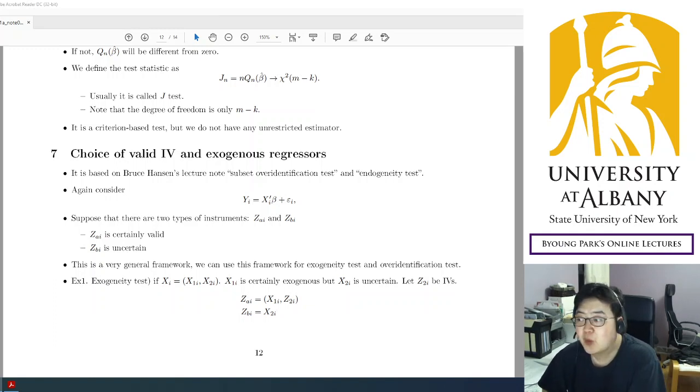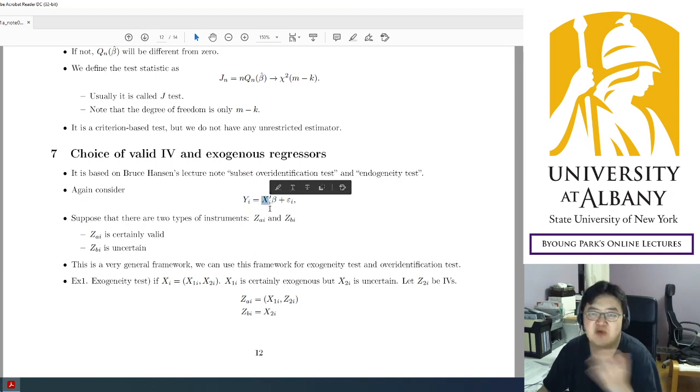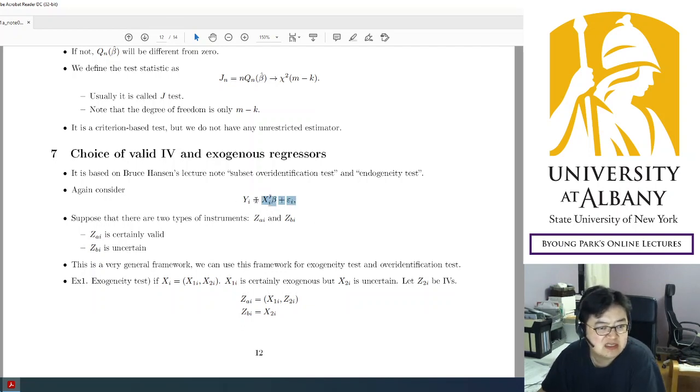So now we will consider a similar but a different type of test. Think about this the same. Think about this now. The regression model is the same. Actually, X includes X1 and X2, and X2 is endogenous, X1 is exogenous. So up to this point, exactly the same. By the way, it is from Professor Bruce Hansen's lecture note on endogeneity test or subset over-identification test.